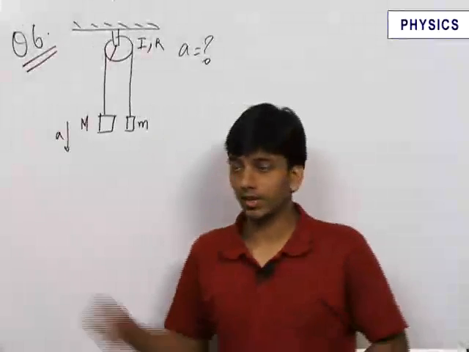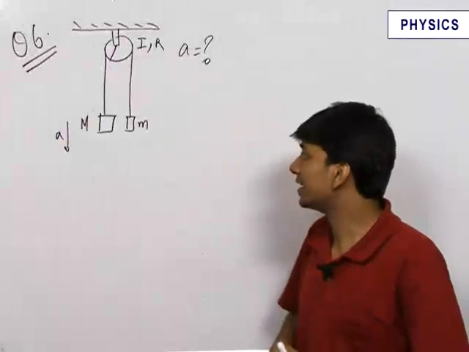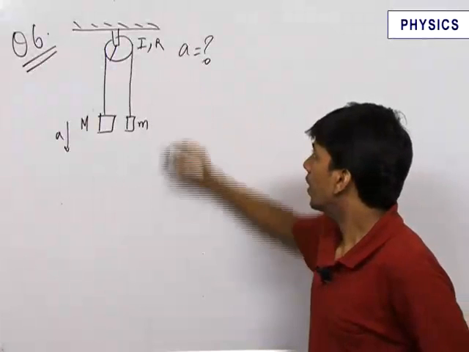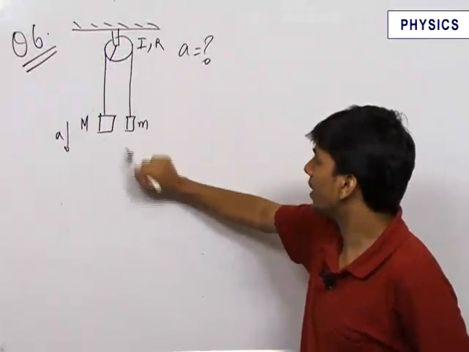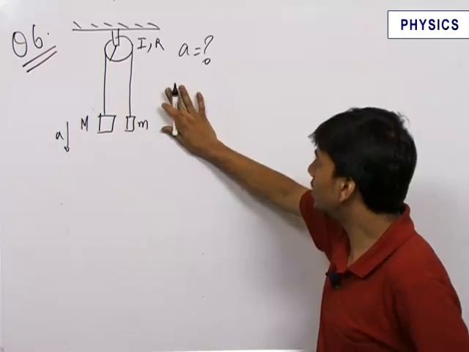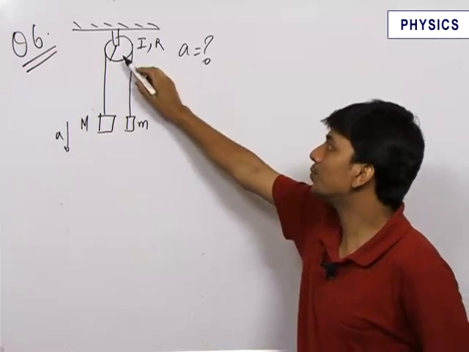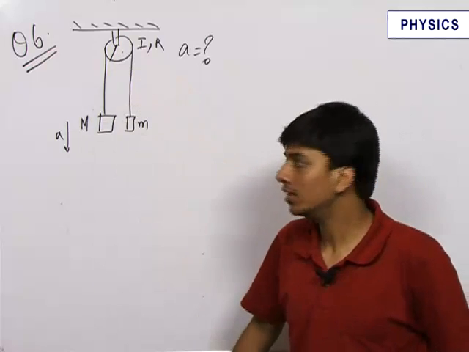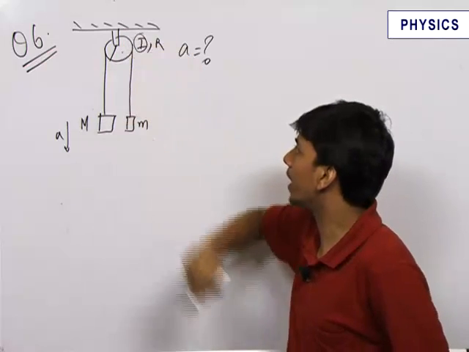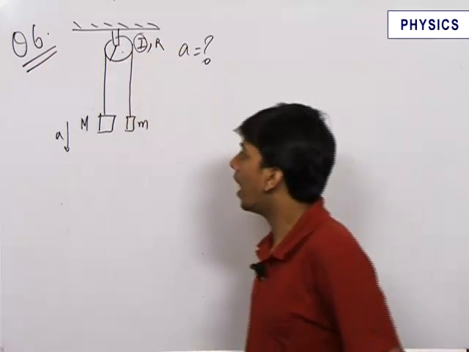This is a fairly easy question if you do not commit one mistake. Over here in this question, we have two masses M and m hanging over a pulley, but the only change in this question is that this pulley has some mass. Its moment of inertia is given to be I and its radius is R.